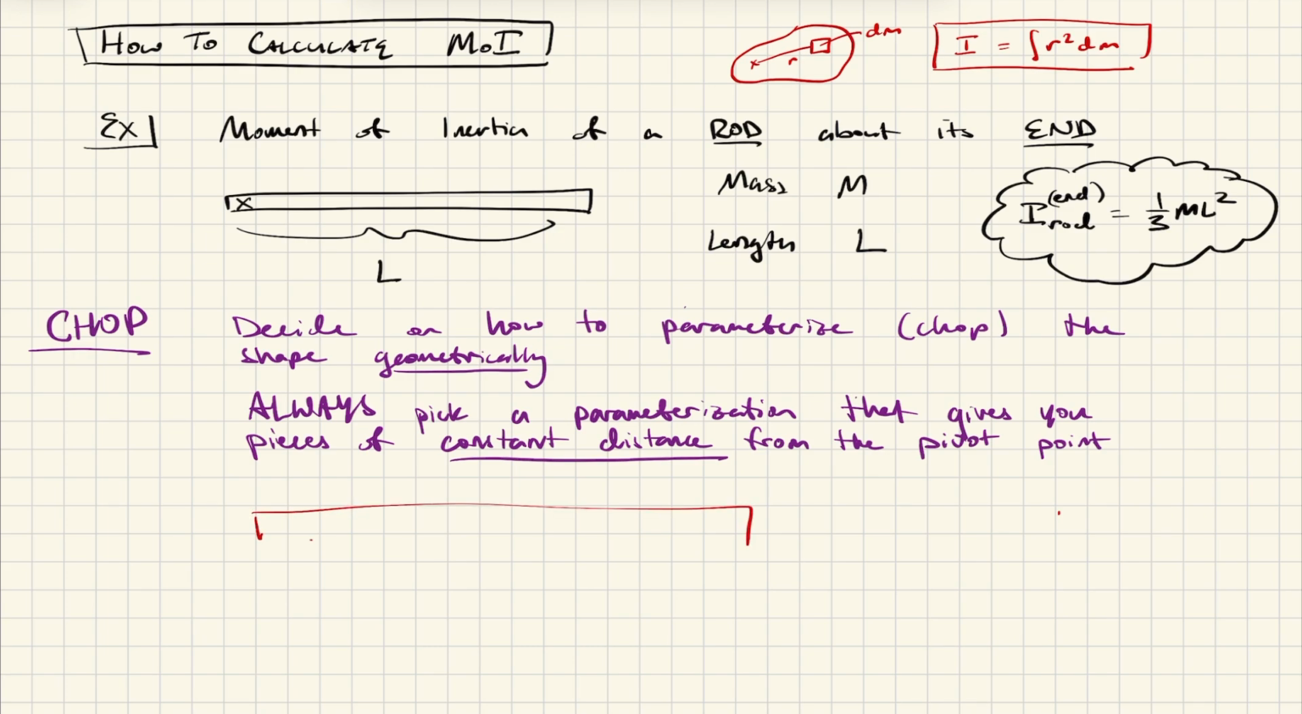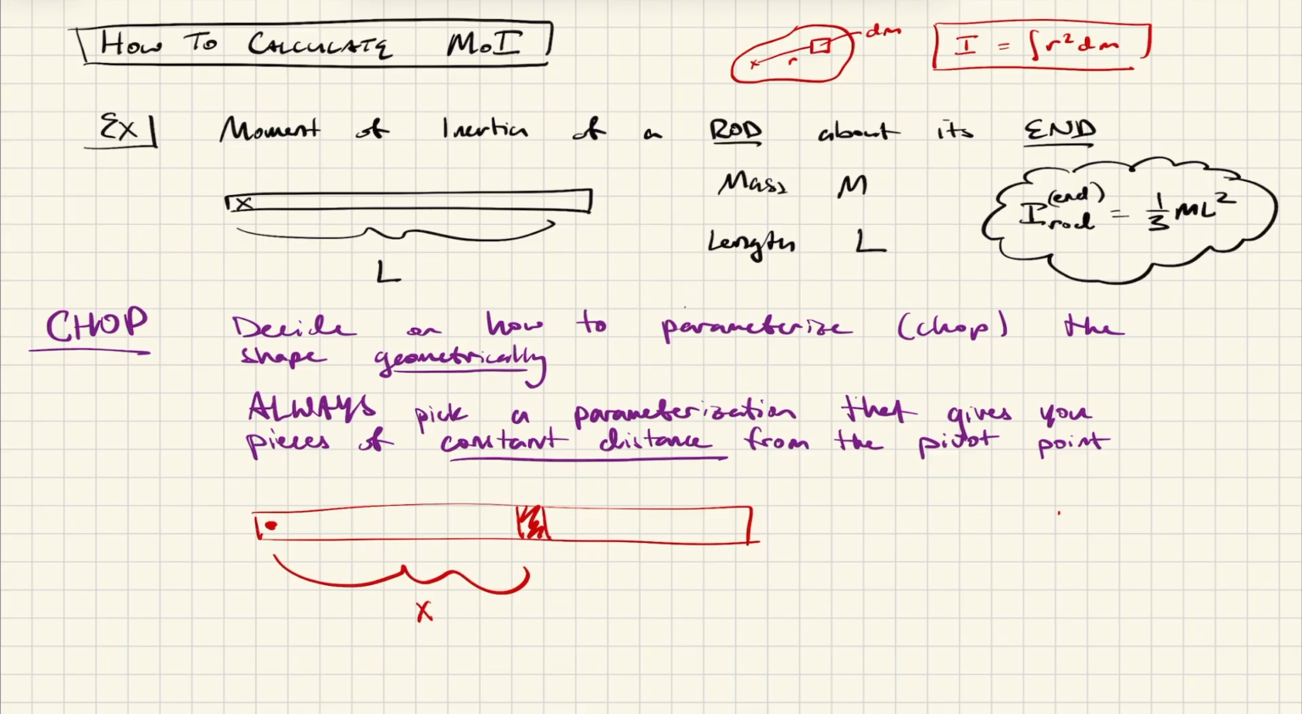So for example, for this rod, what I want to do is slice up my rod into pieces that have a constant distance. Because the rod is just a single line going left to right, it seems to make sense to use the variable x, the distance from the pivot point. Actually, let me change this from an x into a little dot so that I don't confuse you all with a bunch of x's, right?